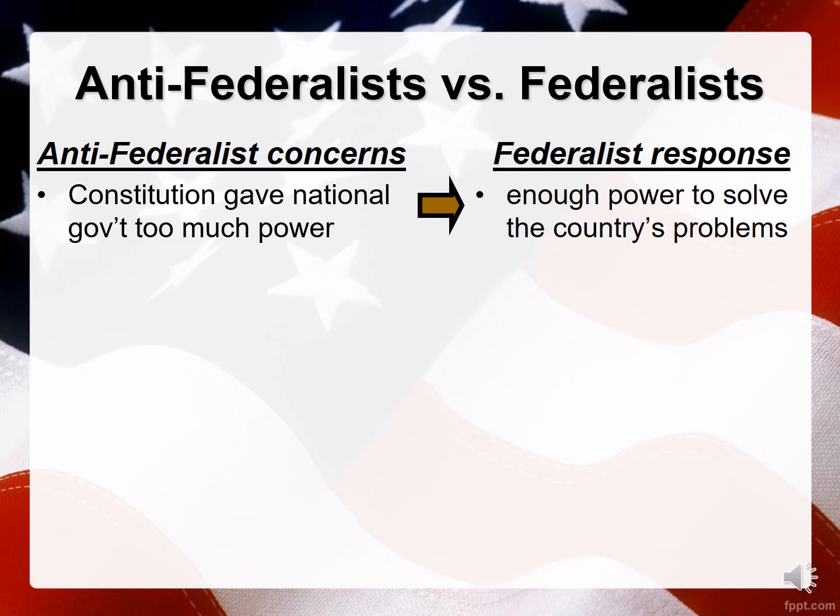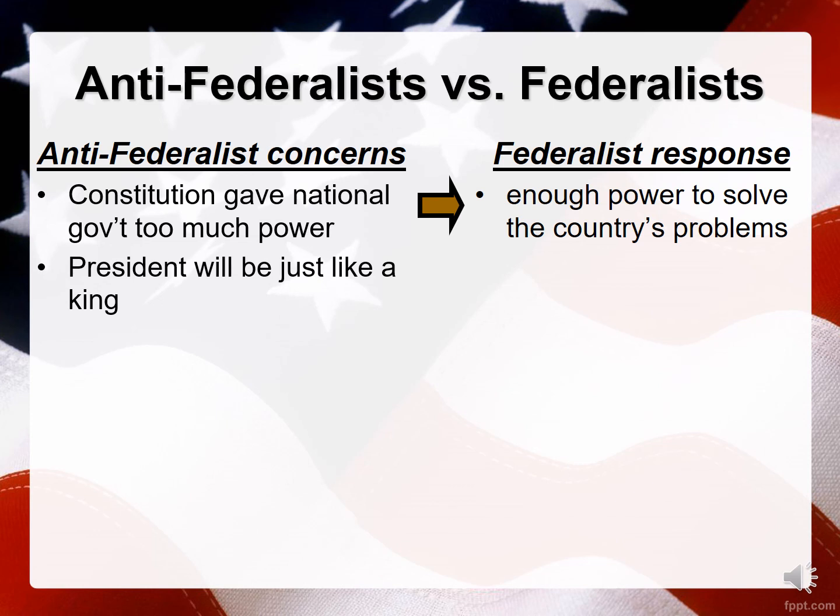You think back on the Articles of Confederation. There were many issues facing the country. One was revenue. They had just gotten through the war, and they couldn't even raise taxes to pay back the war debts for the Revolutionary War. There were issues facing the country that, under the Articles of Confederation, just weren't going to be solved. And so the Federalists said, no, there was enough power to solve the country's problems under this new Constitution.